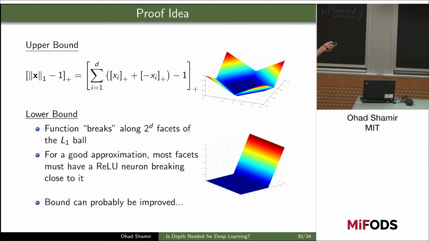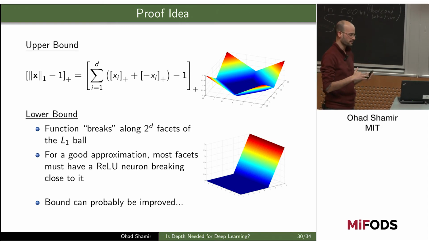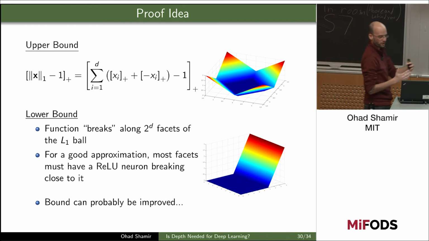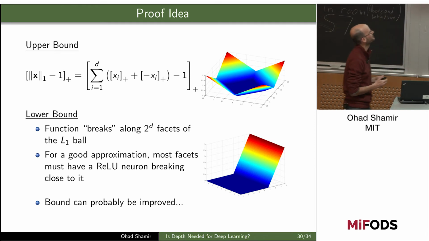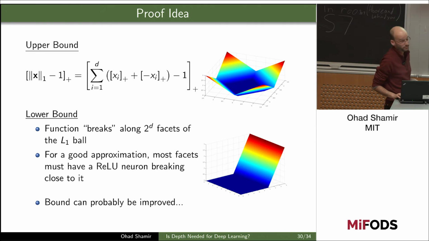So the intuition is this is a function that breaks along every facet of the L1 ball. It goes from constant to linearly increasing. And in d dimensions, you have 2 to the d facets. On the other hand, if you want to approximate it with some linear combination of ReLU neurons, a linear combination of things which look this way, you can show that essentially you must have some ReLU neuron breaking close to every one of these facets. And because there are so many of them in high dimensions, it gives you some kind of lower bound.